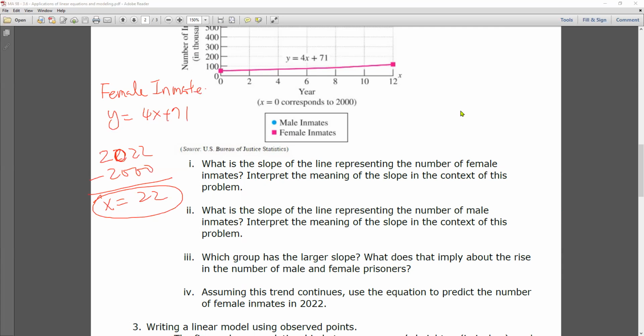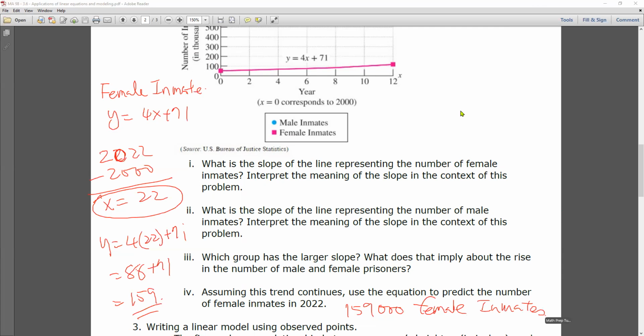And then all we have to do is just plug it in. So y equal 4 times 22 plus 71. That's 88 plus 71, which is 159. And this means in 2022, based on this model, we should have 159,000 female inmates. Okay. All right. Hopefully this is okay. Well, let's keep going.